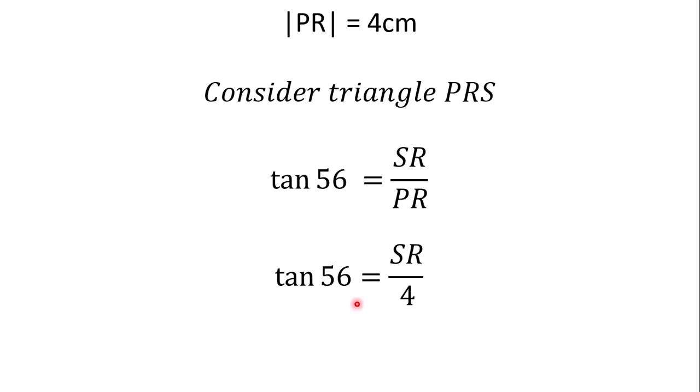Alright, so here too, what are you going to do? It's very simple, right? You're just going to cross multiply, multiply this one by this one, and then we equate it to this one. So SR is equal to 4 tan 56. So let's find the actual value of 4 tan 56. So 4 tan 56 will give us what?